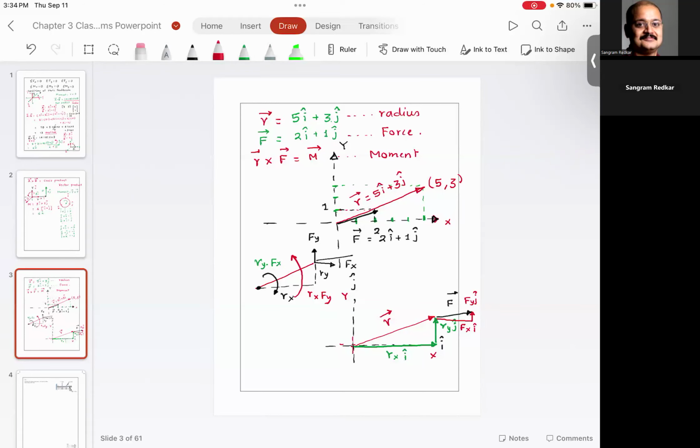If you curl your fingers in the direction of moment, you would notice Ry Fx is positive, and Rx Fy is negative.